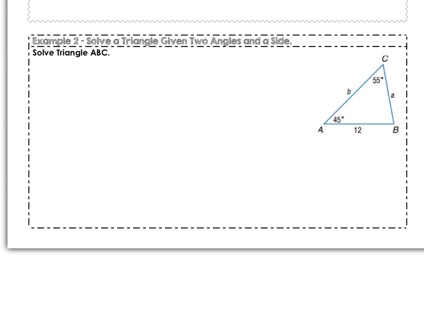Whenever I say solve a triangle, that means I need to solve for all missing components. So when we look at this one, I notice I don't have angle B, I don't have side A, and I also don't have side B. Well, notice that if I have 2 of my angles, it's very easy to find the third because the total sum of the angles should be 180 degrees. So I take the total, and I'm going to subtract 45 degrees, and I'm also going to subtract 55 degrees, getting me measure of angle B is 80 degrees.